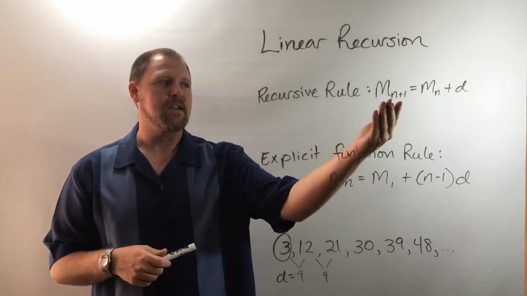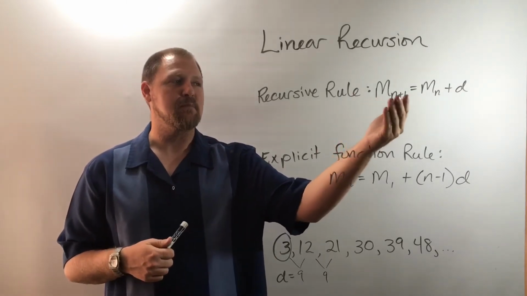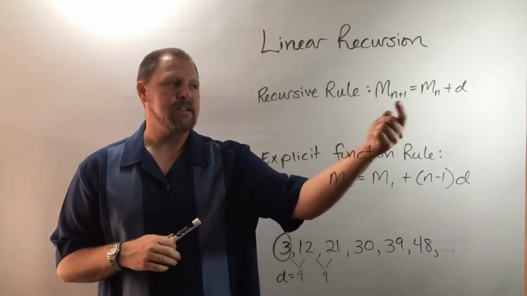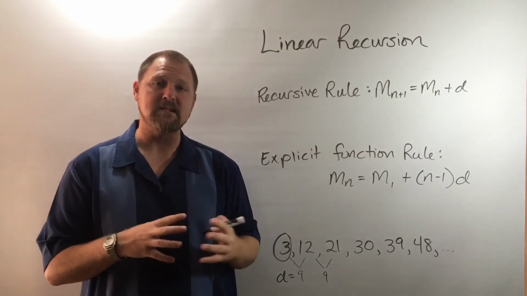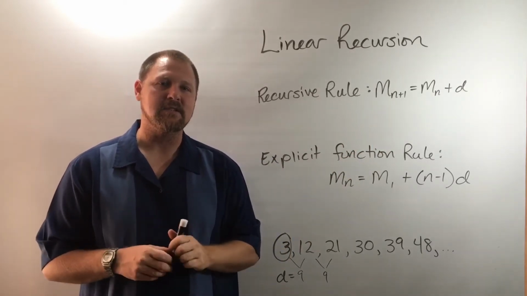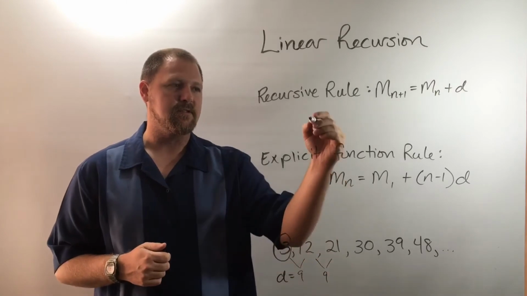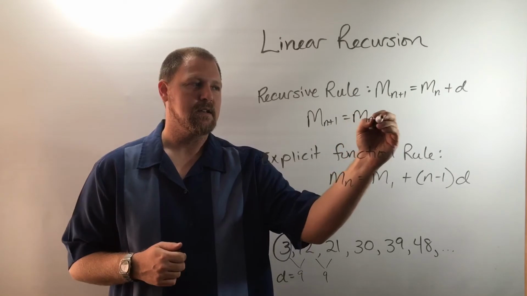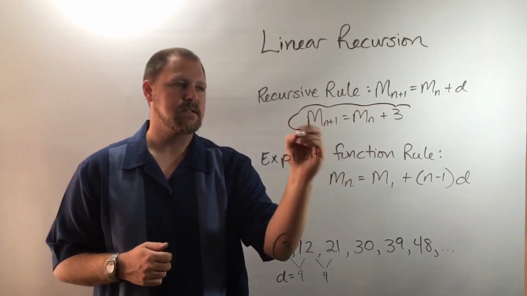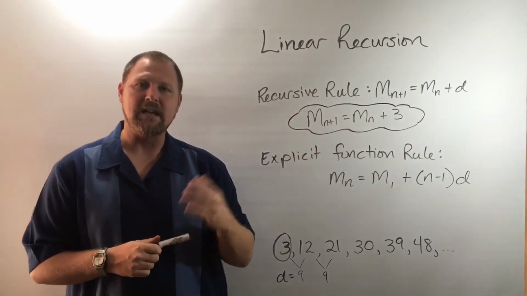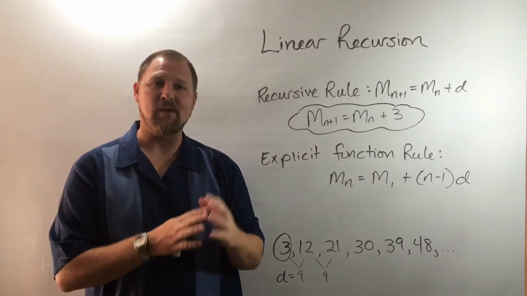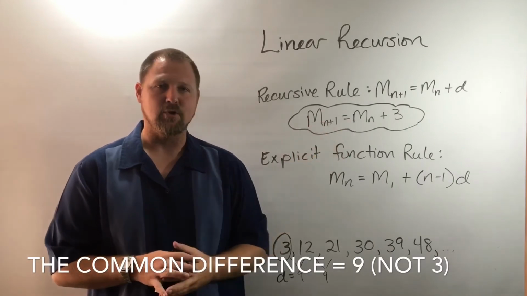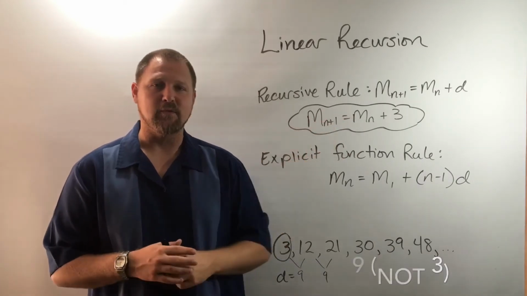So here we have m sub n plus 1 equals m sub n plus d. Now these two here are variables based on where you're at in the sequence. So the recursive rule for this scenario down here is m sub n plus 1 equals m sub n plus 3. This is the recursive rule. And in the recursive rule, all we show is that we take terms and add 3 to it. We don't know what those terms are, so they're left in variable form.